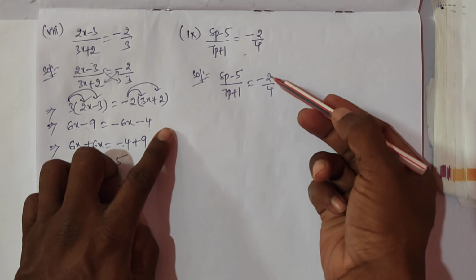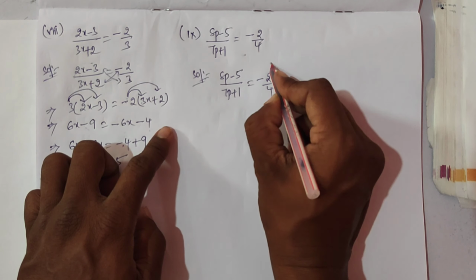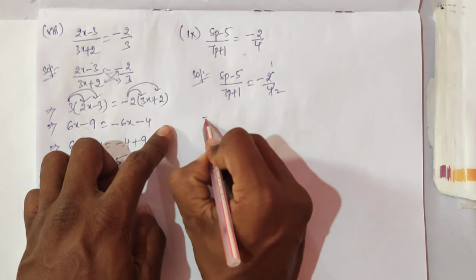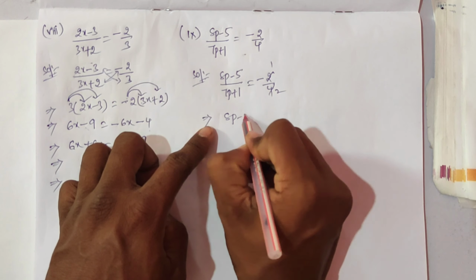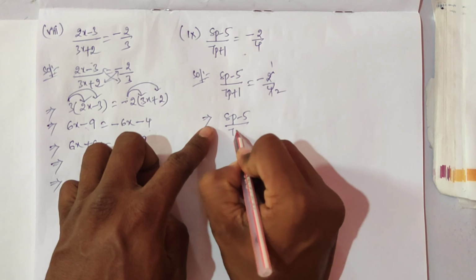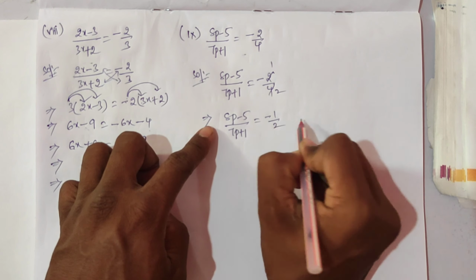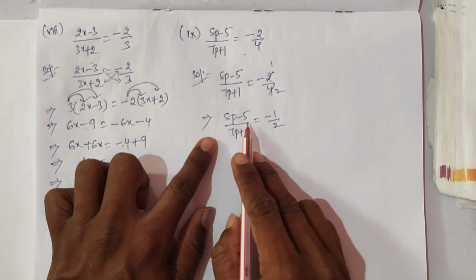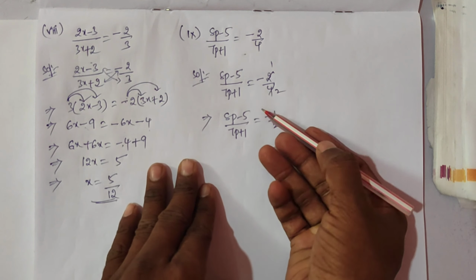Yes, cancellation is possible right here. We can do 2 1s are 2 and 2 2s are 4. Here only I am reducing the RHS side. Then 8p minus 5 by 7p plus 1 is equal to minus 1 by 2. Is it clear? Okay. Now, what is the next step? We have to do the cross multiplication.